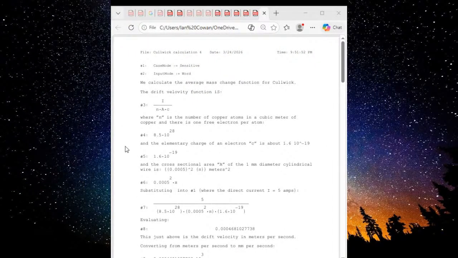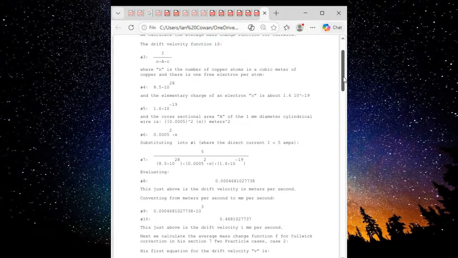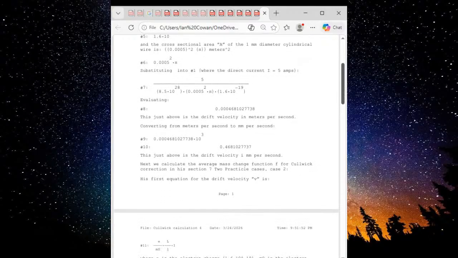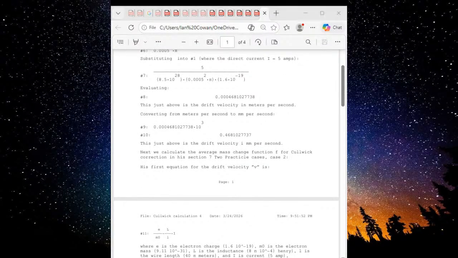Can you move down, Ian? Oh, okay, it's number 6. No, number 8. The drift velocity is 0.000468, which is 0.468 millimeters per second. So the drift velocity is very slow. It's not up to 1/20th the speed of light. Okay, so slow down a little bit more.